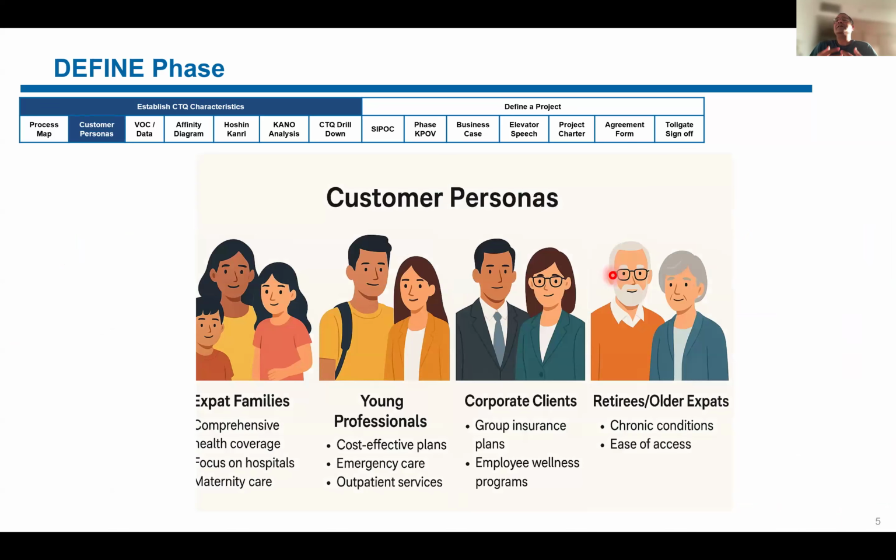Since we are dealing with people over here, it is very important to understand who our customers are. And I have described here four different personas of the customer, which are generally our clientele. So we have expat families. As you know, UAE is a place where the expat percentage is almost 97%. So expat families are our largest client base. This is followed by young professionals. When I say young, it is anywhere in the age group of 25 to 45, followed by corporate clients.